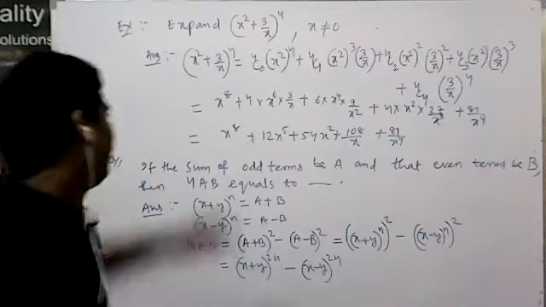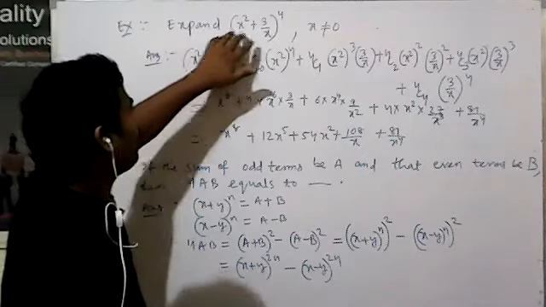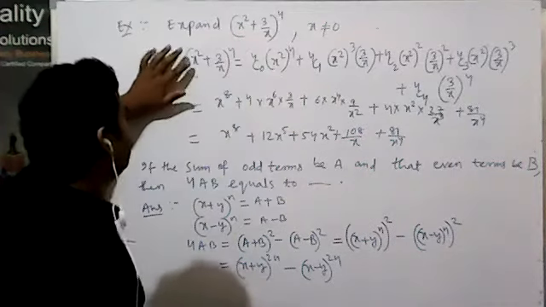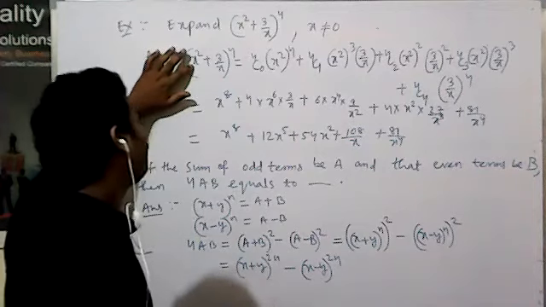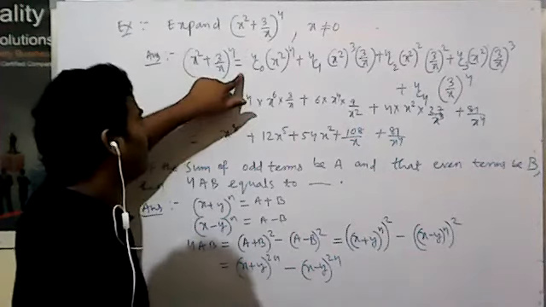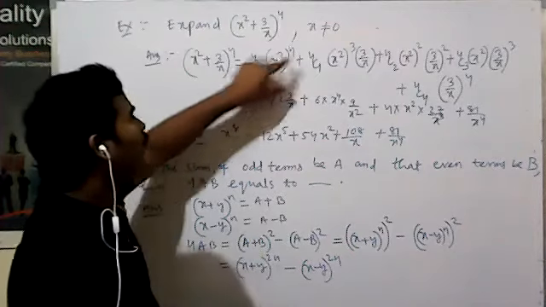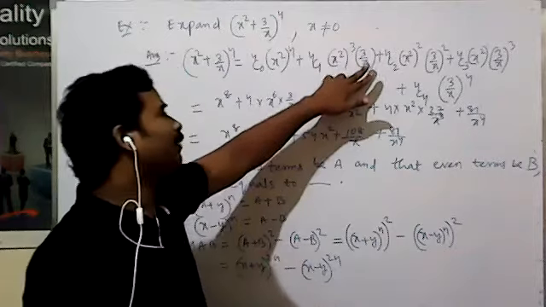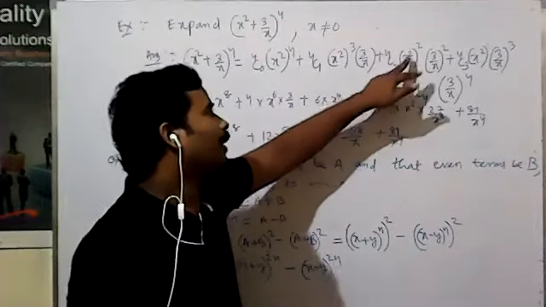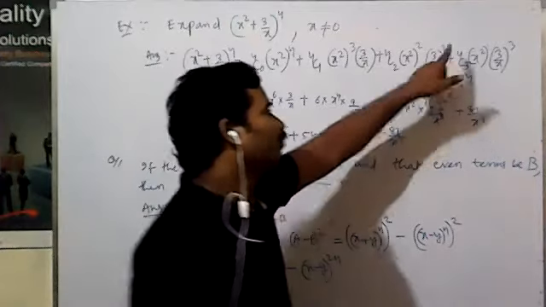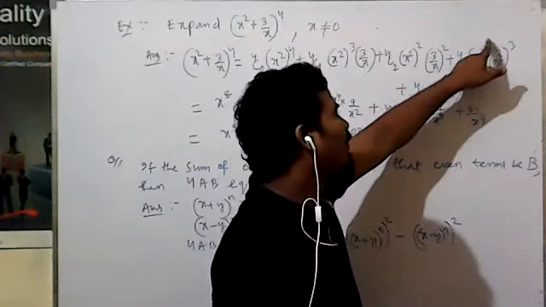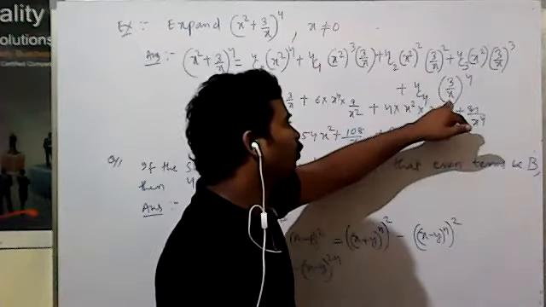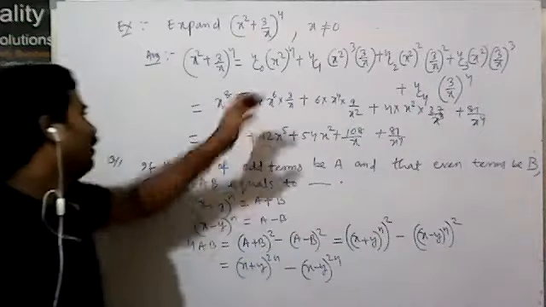Here, one question. Expand x square plus 3 by x to the power 4, when x is not equal to 0. Now, answer: x square plus 3 by x to the power 4 is equal to 4c0 x square whole to the power 4, plus 4c1 x square whole cube into 3 by x, plus 4c2 x square whole square into 3 by x whole square, plus 4c3 x square to the power 1 into 3 by x to the power 3, then 4c4 3 by x to the power 4.